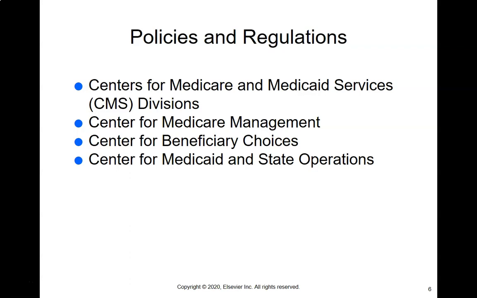The CMS is subdivided into 3 divisions: Centers for Medicare Management, which oversees traditional fee-for-service for Medicare. Centers for Beneficiary Choices provides patients with information about Medicare programs. The Center for Medicaid and State Operations focuses on federal state programs like Medicaid, the State Children's Health Insurance Program, insurance regulations, and the Clinical Laboratory Improvement Act, CLIA.